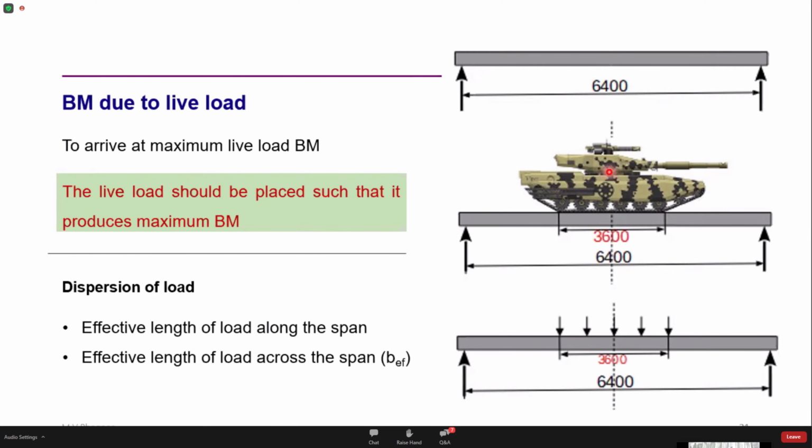Now when the load is placed centrally on the bridge, the load is going to get dispersed through the thickness of the slab. This dispersion is going to happen in both directions: along the length and also across the length. So we need to calculate the dispersion of the load. First we calculate the effective length of the load along the span, that is, how much the load has dispersed along this length, and similarly the effective length of the load across the span, which is given as B effective.